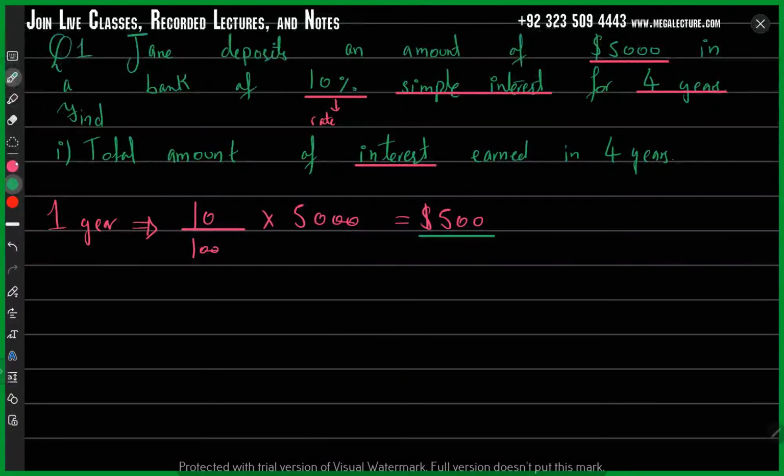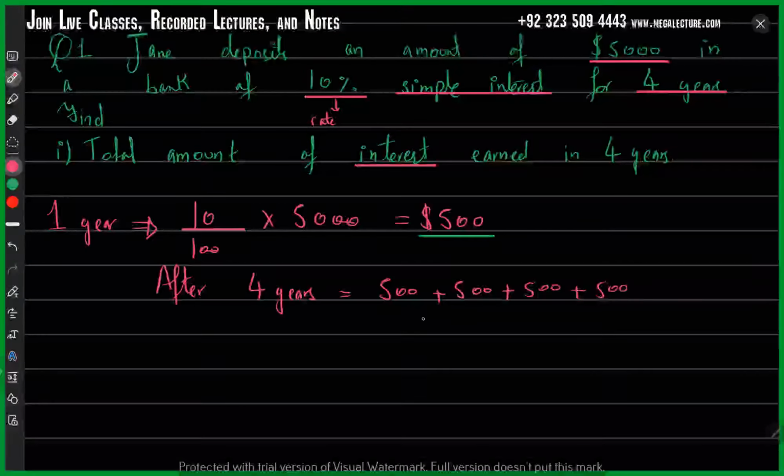So after 4 years it is going to be 500 for the first one, 500 for the second one, 500 for the third one, and 500 for the fourth one, and this is going to give you $2,000. The question was only about finding the interest, not the total amount. Okay, very good, Taha, excellent.